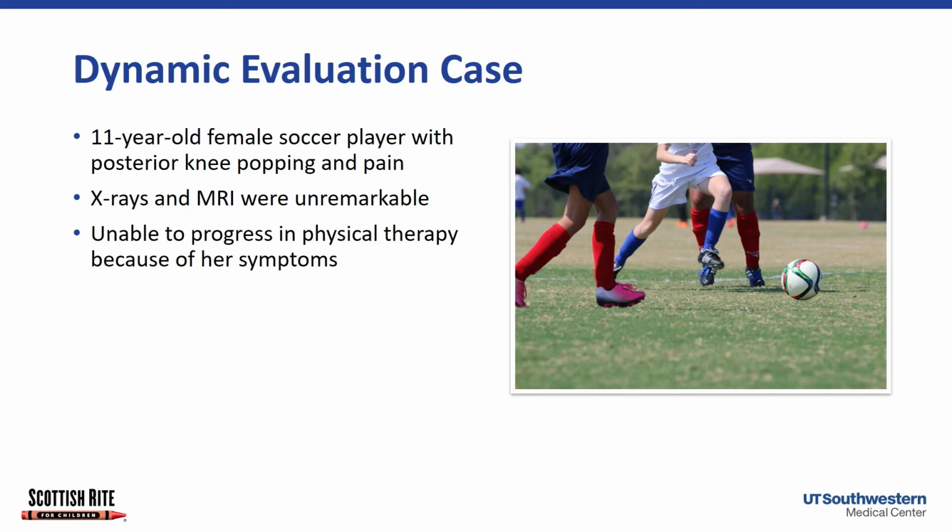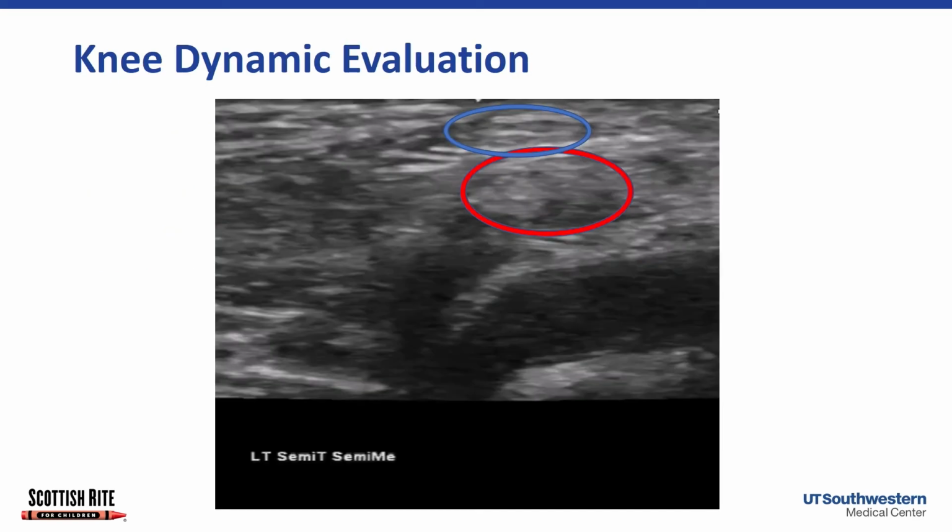X-rays didn't really show much, and MRI was inconclusive as well. So what we did is we put the ultrasound probe on her. And here's an image. The two colored circles there are two different tendons of the hamstring. The top one is the semitendinosus, and the bottom one is the semimembranosus, if you're interested.